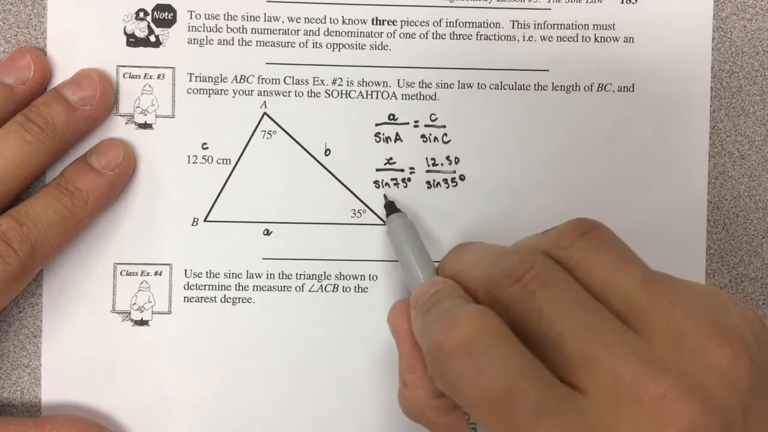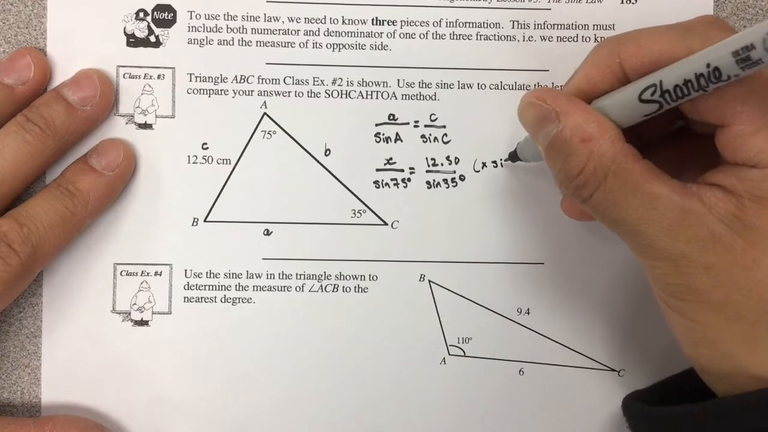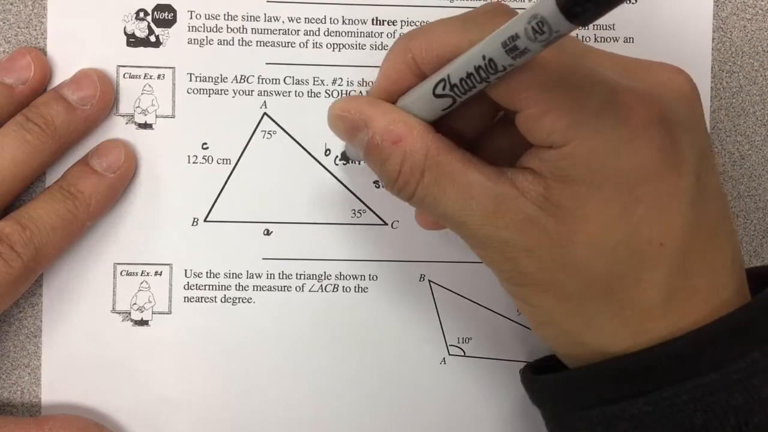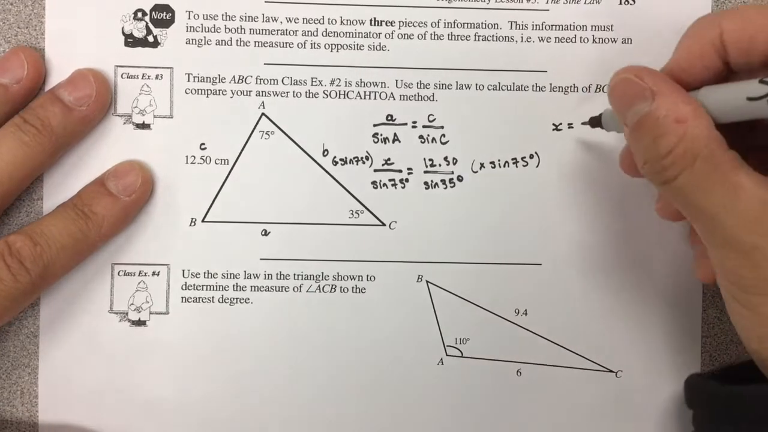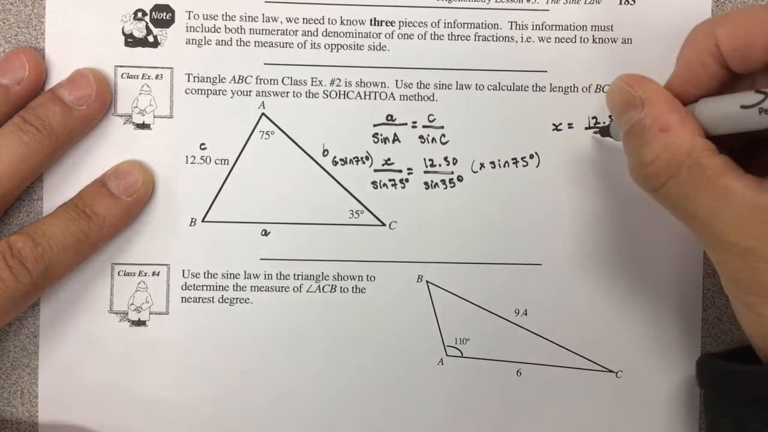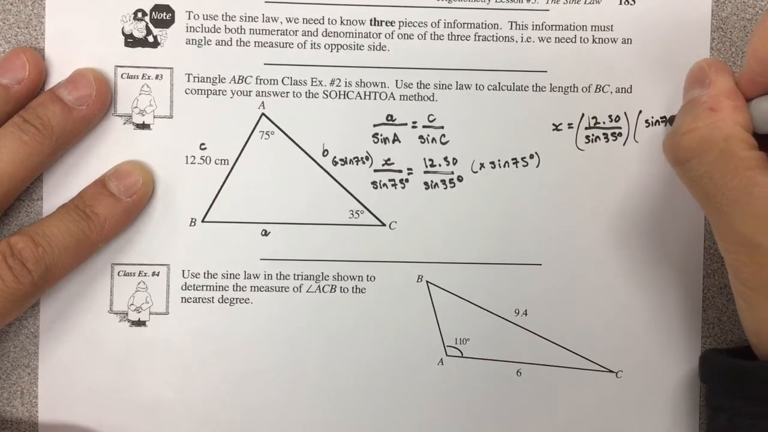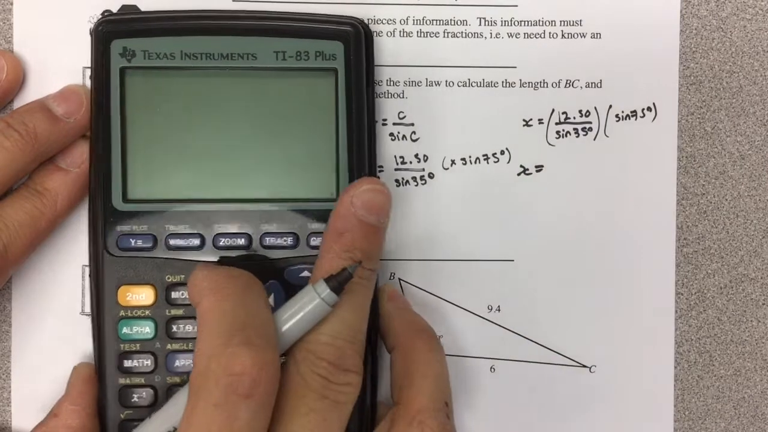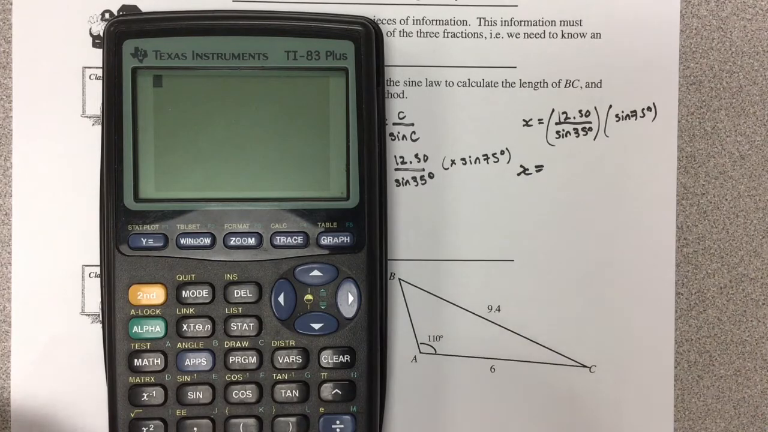And if I break it up, I'd have to bring the sine 75 to this side of my expression, in which case I need to multiply both sides by sine 75 degrees. So I can cancel it out. And so x is going to equal 12.50 divided by sine 35 degrees. And we're going to multiply this whole expression by sine 75 degrees. And you will see that my length of BC is going to equal our previous length of 20.97, which we were working with rounded numbers, but it should be very close.